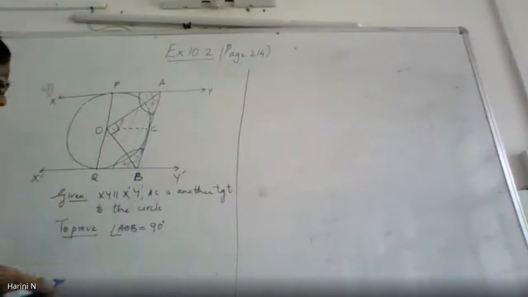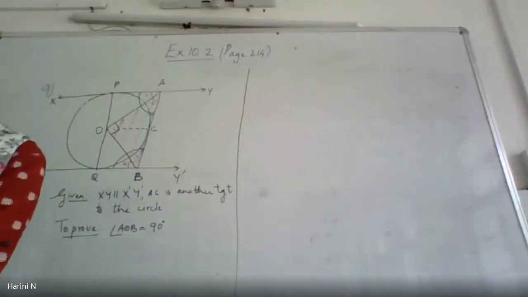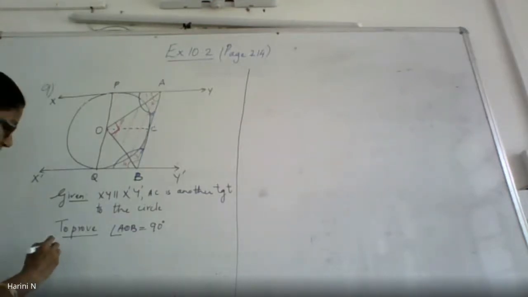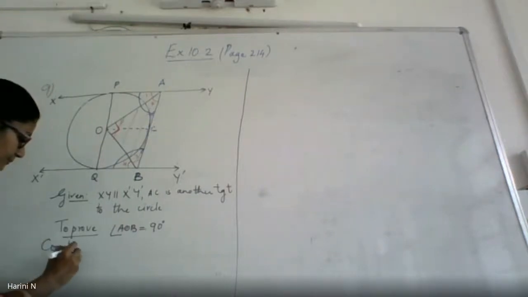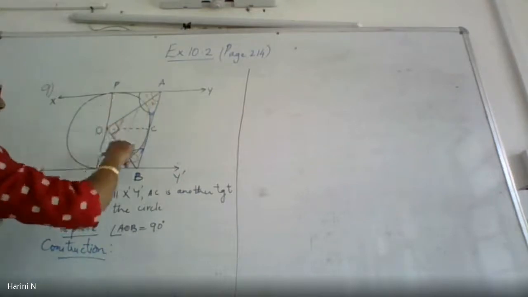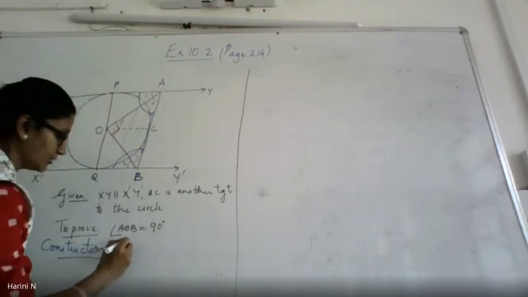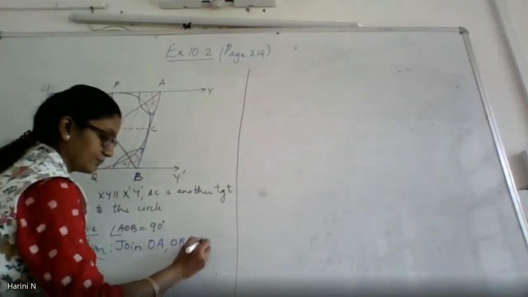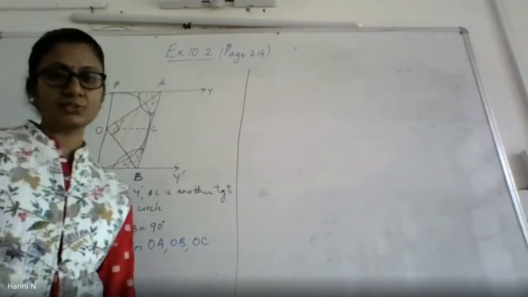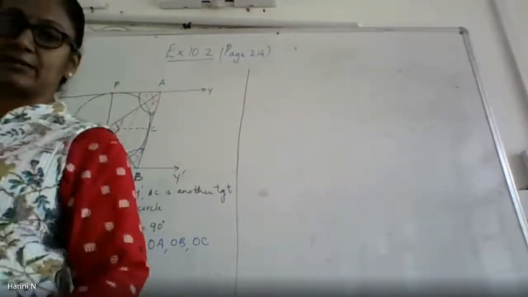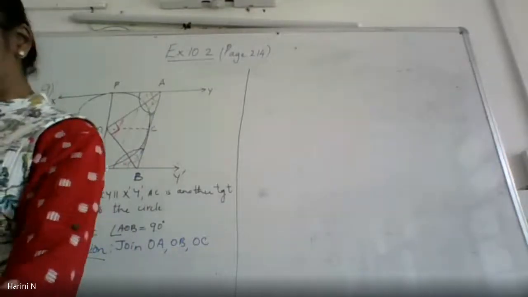So is there anything that I have to write as construction? Is there any construction that I require to do? Yes, because I don't have the segments OA, OB and OC. OA, OB, OC, all this I have joined. So you will write join OA, OB and OC. Okay, that is your part of the construction, so that those triangles are formed. A triangle is formed, that's why I am joining OA, OB and OC.